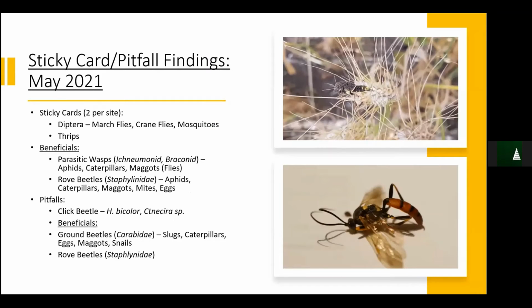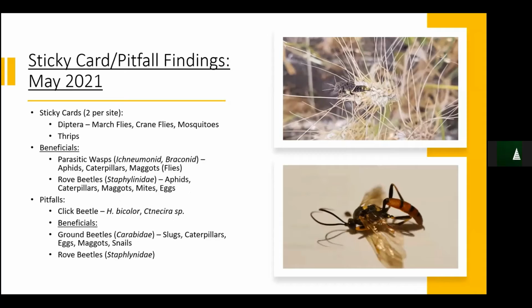So the sticky card findings and the pitfall findings from May were really interesting. The sticky cards were a little disappointing in the sense that all we really found were flies. We got a lot of March flies and crane flies and mosquitoes.